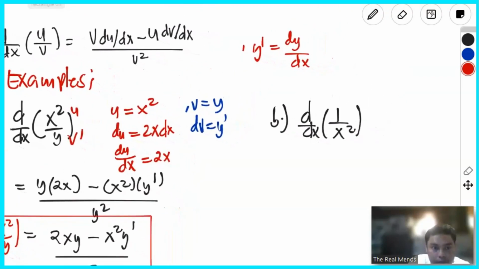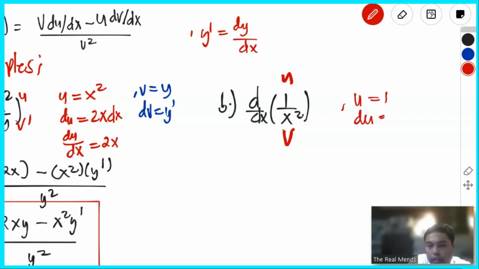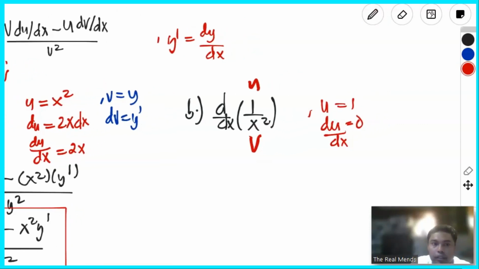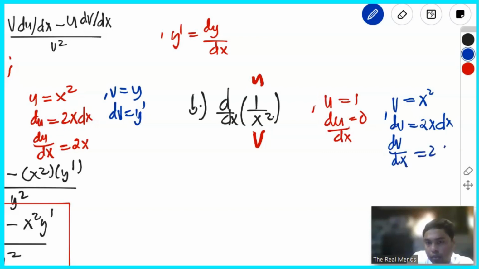Okay, so for problem letter B, we have get the derivative of 1 over x squared with respect to x. Again, our u here is 1. This is our u, and this is our v. So again, our u is equal to 1. So get the derivative with respect to x, that is 0. And then our v is x squared. To get the derivative, that is dv is equal to 2x dx. So our dv over dx is equal to 2x.